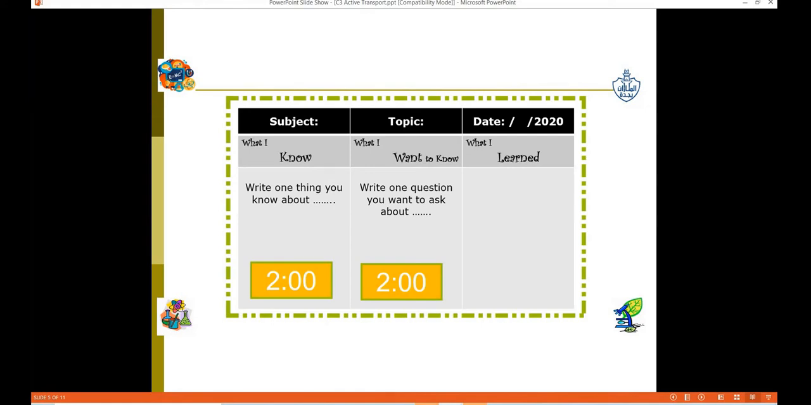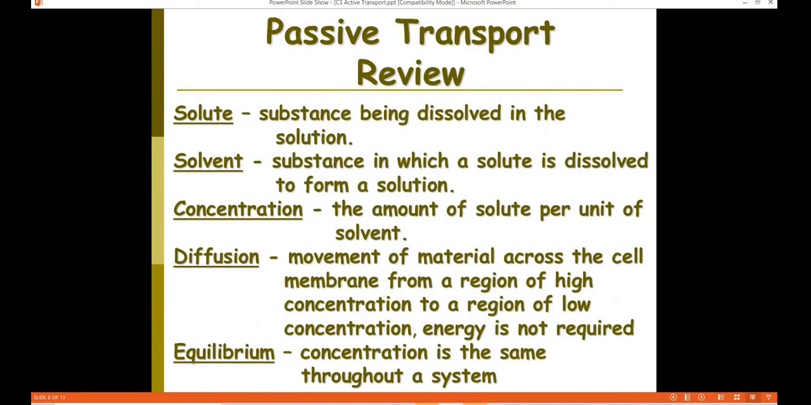It is called passive transport because no immediate energy is involved, right? The movement happens because of the concentration gradient, but no energy is involved in the processes of osmosis and diffusion to take place. That is why they are known as passive transport. Passive meaning no energy is involved.